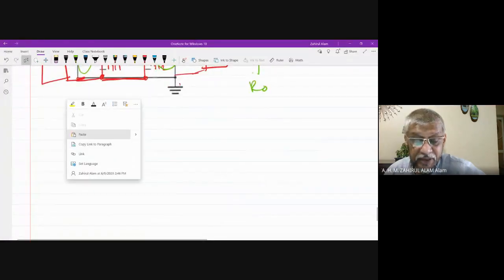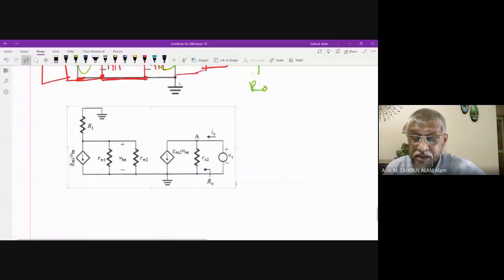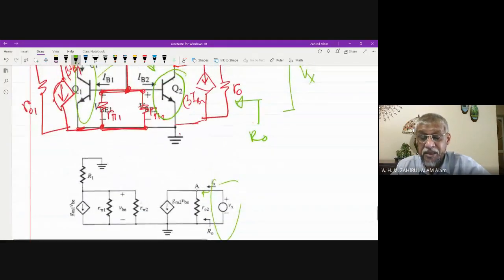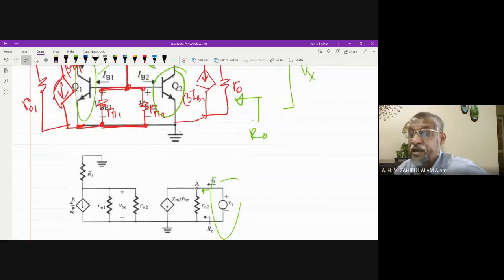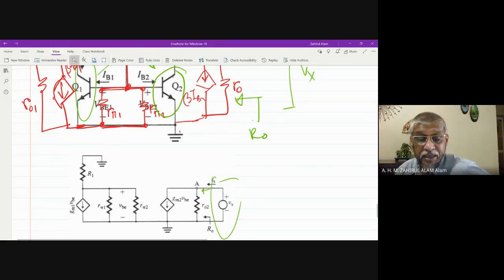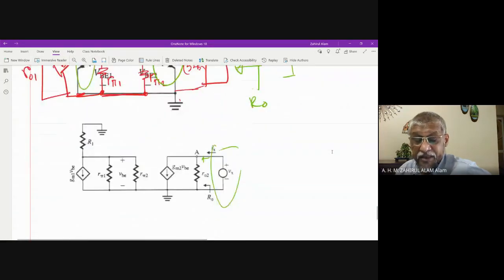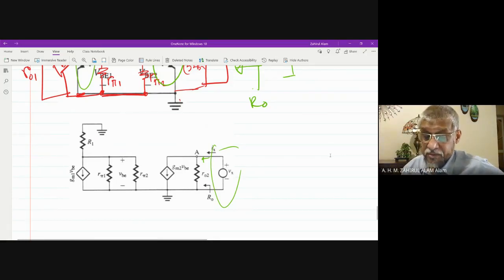So if I redraw, so this is our output terminal. The same circuit, just need to rearrange. It is not necessary to rearrange in this particular way. So now we have studied the first configuration, which is the basic current source. Now we have observed that this basic current source is not truly a current mirror. There is some deviation between reference current and output current.